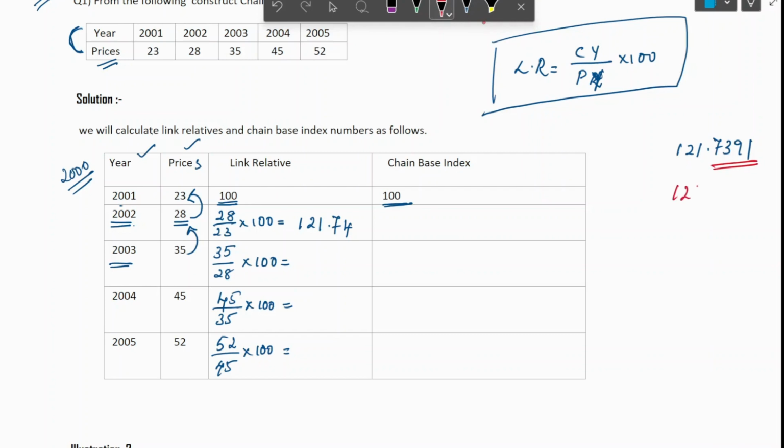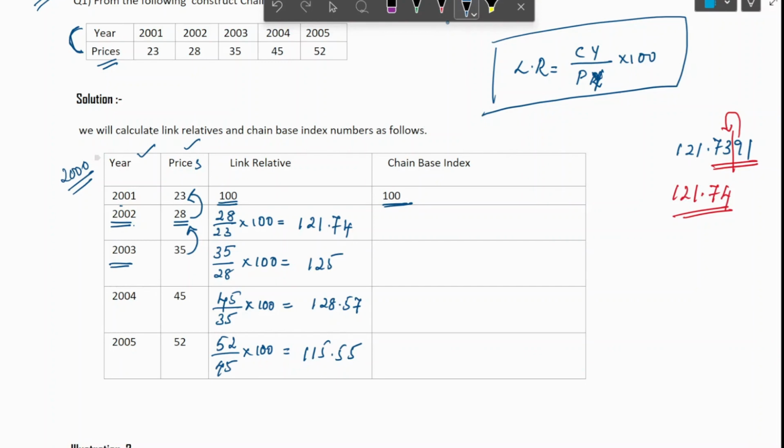You just make it to 2 digits after the decimal, that is 74. Since here, see, the digit after the second digit is 9, more than 5, therefore you are adding plus 1. That's why I have rounded to 2 digits, that is 121.74. It is written. Next, 125. 128.57. Here the last one, 115.55. Therefore, you have completed the column, that is link relative.